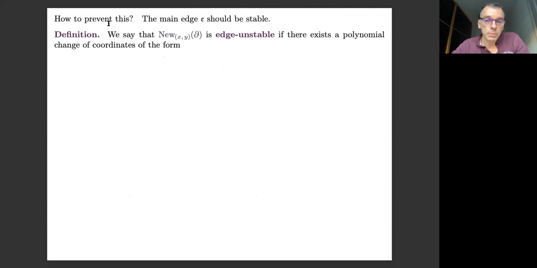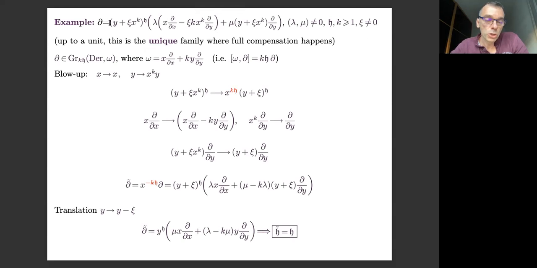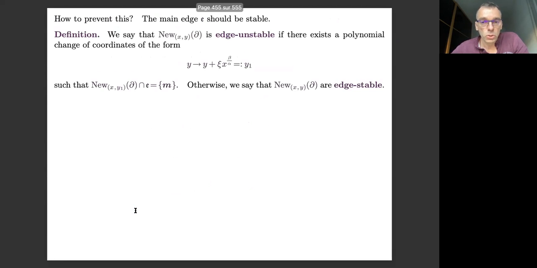So the idea to fix this problem is to consider a way to stabilize the main edge. I recall that in some sense this is the only situation where this problematic behavior can appear, where you have an initial form which is complete here, right? And in fact, at the end, by transformation, you get this term, which becomes y by translation, right? So to prevent this, I introduced this concept of edge stable.